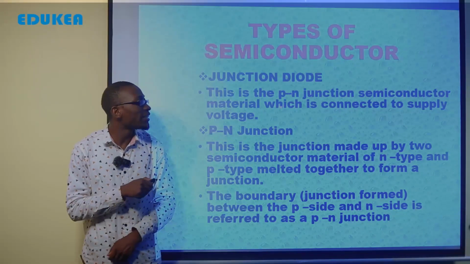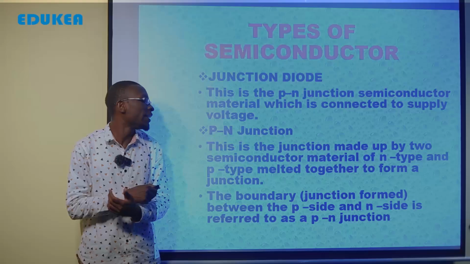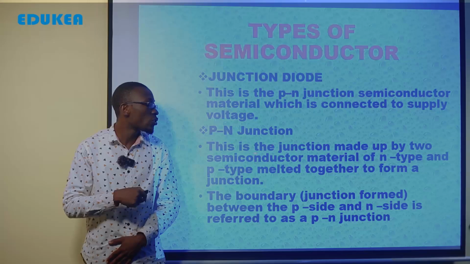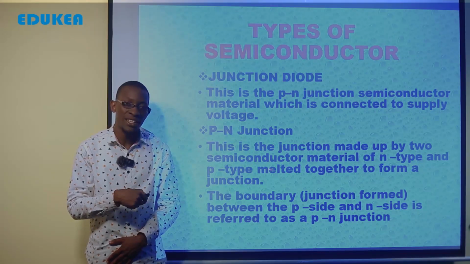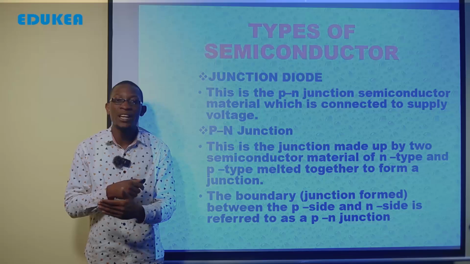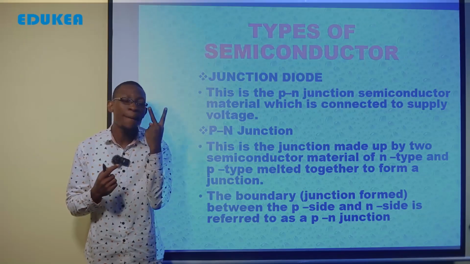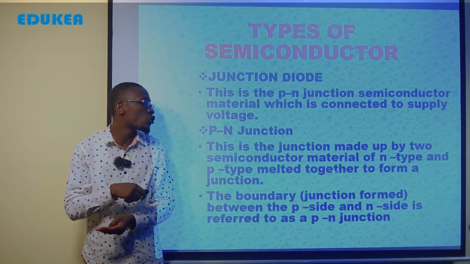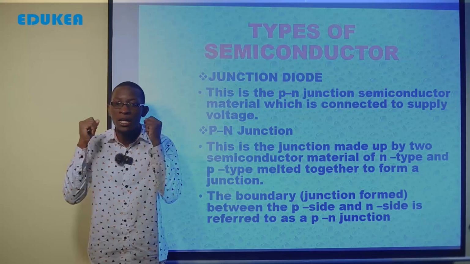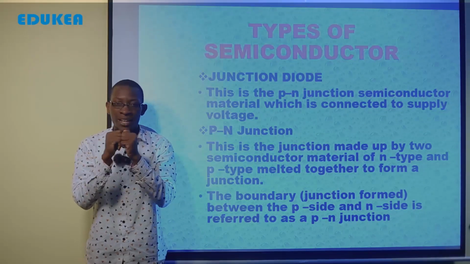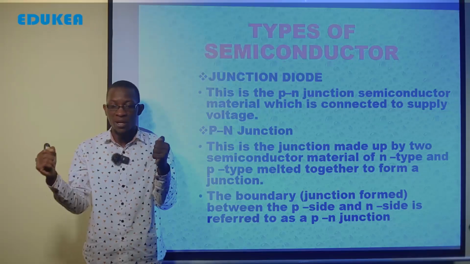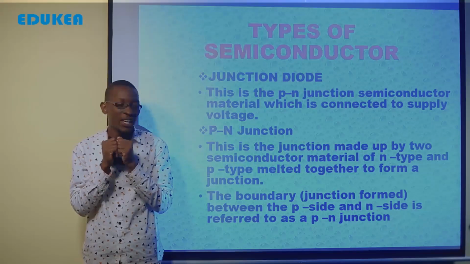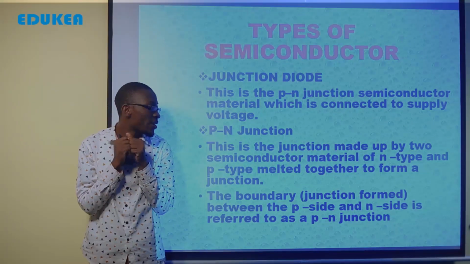So kuna kitu ambacho tunakiita PN junction. So let us look at PN junction. PN junction maana yake nini? Tunapozungumzia PN junction tunasema is the junction made up by two semiconductors. Kwamba hii ni junction ambayo yenyewe imetengenezeka baada ya kuunganisha semiconductor mbili ambazo ni N type and the P type melted together to form a junction. Kwamba N type and P type zimeunganishwa kwa pamoja kwenda kutengeneza PN junction. Zimemeltiwa, P imemeltiwa, N imemeltiwa, zikaunganishwa kwa pamoja.